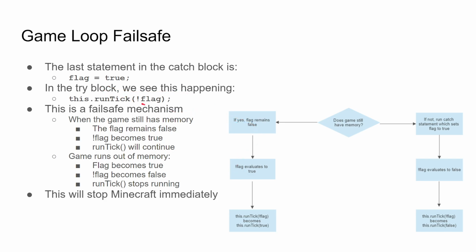But since we passed in not flag, it evaluates to true. And since it evaluates to true, it becomes this.tick, run tick, true, which means, yeah, run the tick. It's true. Let's run the tick. If the game runs out of memory, then we set this flag to true. But since not true equals false, this.runTick not flag becomes this.runTick false, and therefore run tick stops running because, again, it's false.